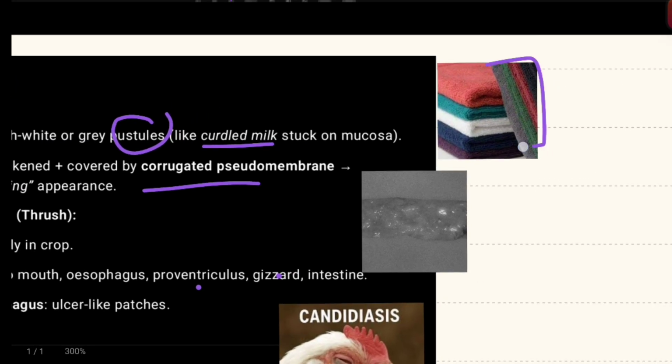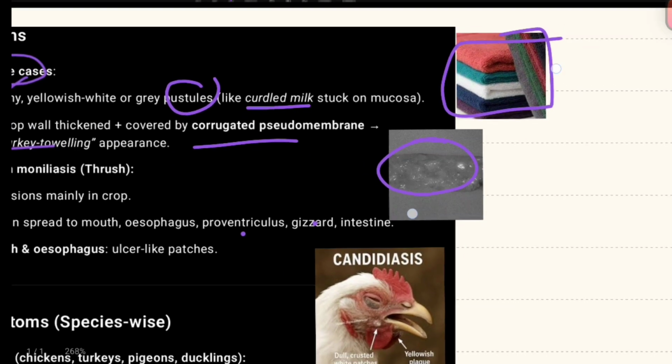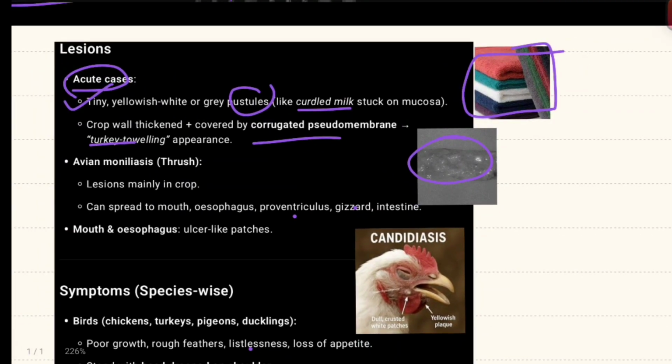So here you can observe how a turkey towel looks. Here you can observe the corrugated pseudomembrane which has a view similar to the turkey towel appearance. So this is about the turkey towel appearance of the crop wall.